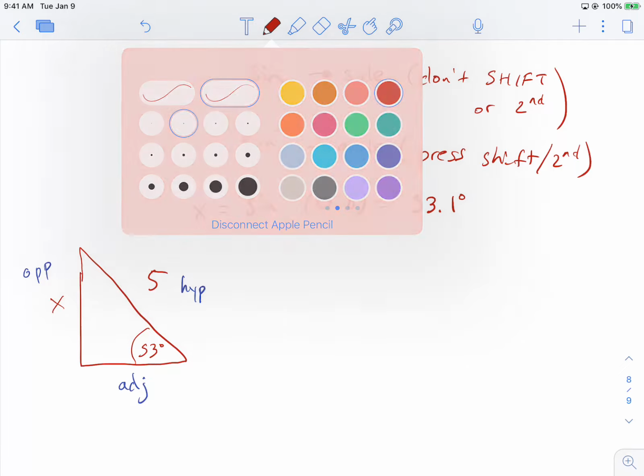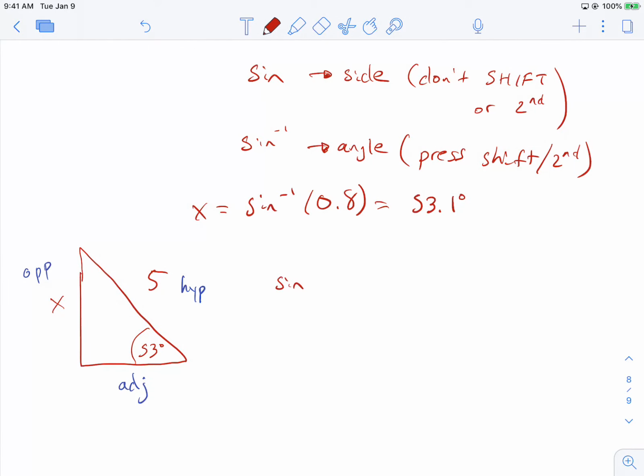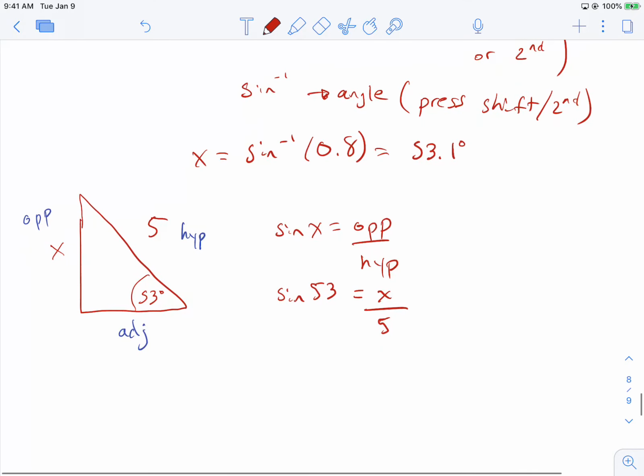We know that the formula for sine is sine of our angle, I'm just going to say x, equals opposite over hypotenuse. And now we can just go ahead and fill in what we know and what we don't know. So what is our angle here? Our angle is 53, so we'll put sine 53 equals opposite, which is x, over my hypotenuse, which is 5.